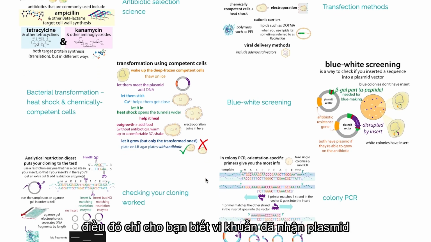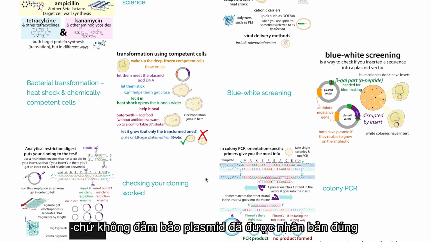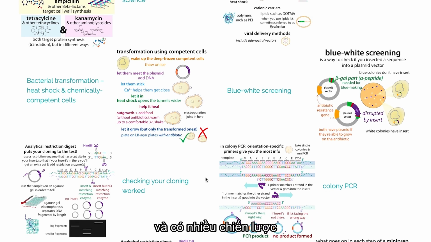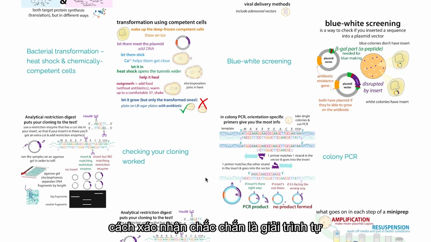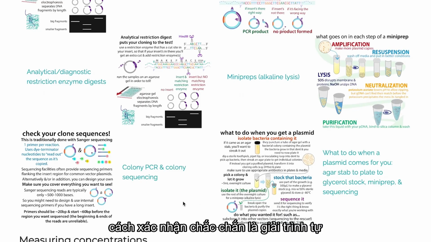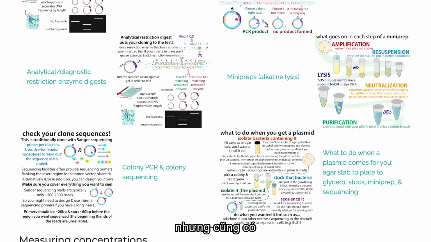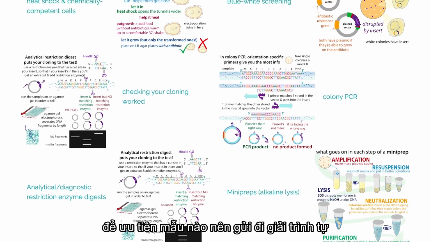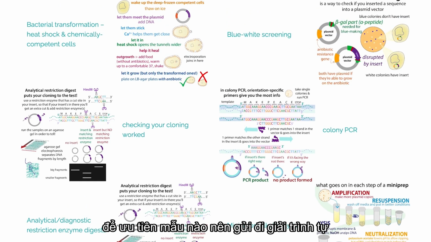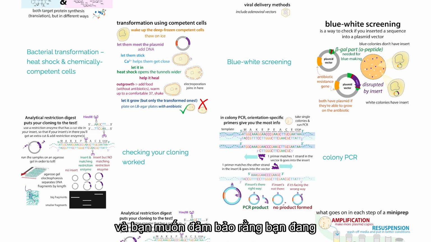That tells you that the bacteria took in the plasmid, but not that the plasmid was actually cloned correctly. And there are various strategies that we can use to see if it was cloned correctly. The only true way is going to be with sequencing, but there are checks along the way that can prioritize which ones you want to send for sequencing, and you want to make sure that you're weeding out the bad ones.